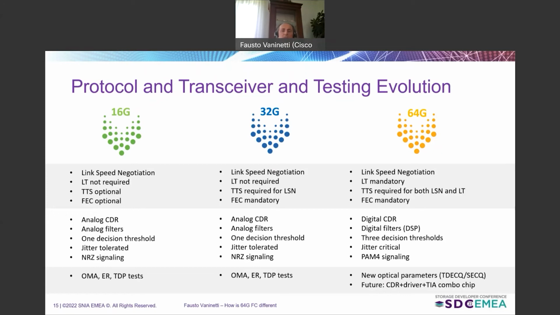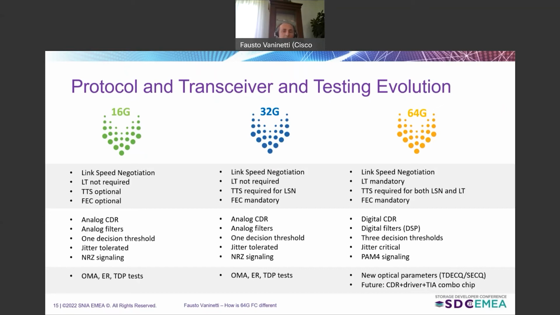And how do you do link speed negotiation and link training? You do that using transmitter training signals. They are specific frames that contain information that the 2 end nodes on the same link exchange to negotiate the speed and the other parameters, like the threshold on the receiver. Now, TTS was optional at 16 gig. It was required at 32 gig for link speed negotiation, and it is required at 64 gig for both link speed negotiation and link training. Forward error correction was optional at 16 gig and is now mandatory for both 32 gig and 64 gig.